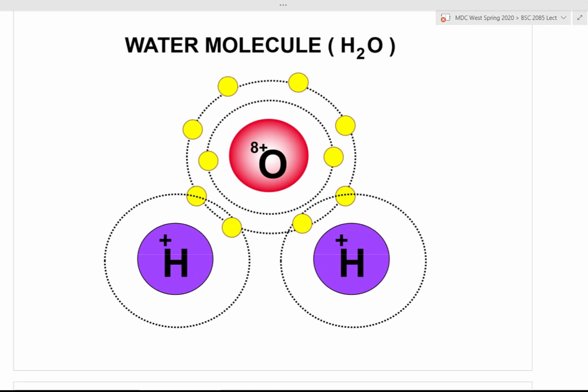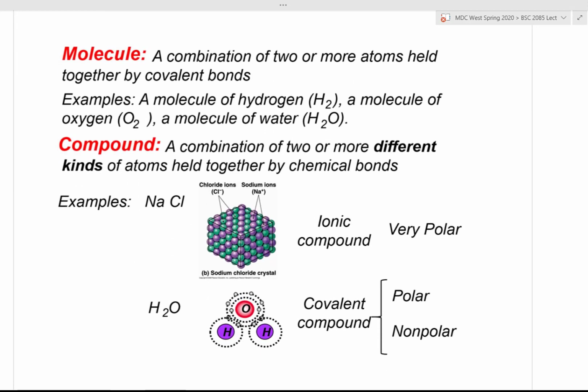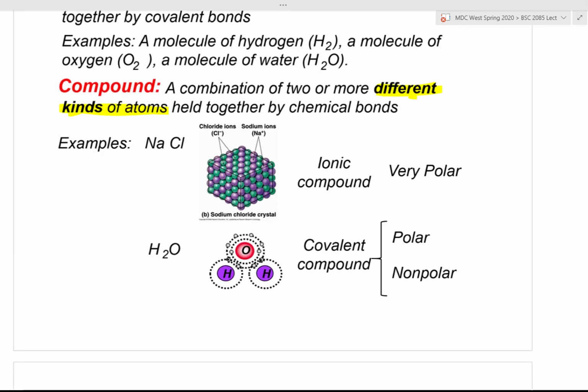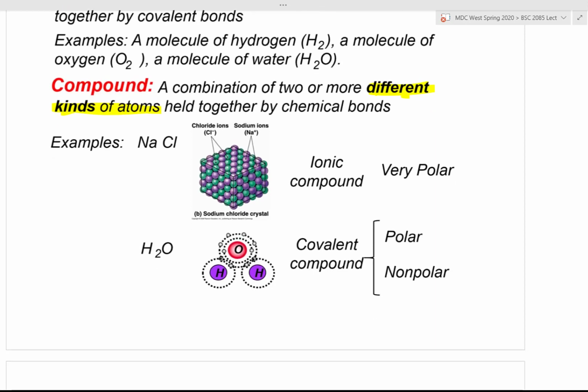And then of course we have the water molecule, right? So water molecule, H2O. So water is of course a molecule, so a combination of two or more atoms, right? By covalent bonding. And then it's also a compound because it has a different kind of what? Atoms. We talked about this already, right? So water serves as both, a molecule and a compound. Water is extremely important, and you're definitely going to see that on the test.